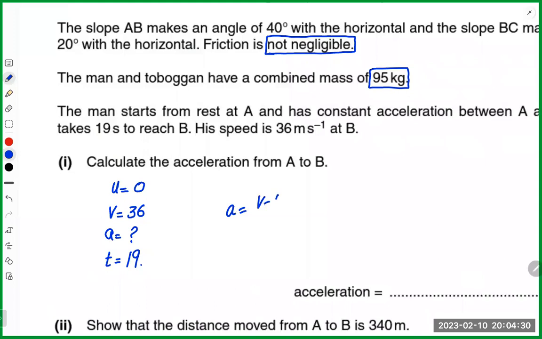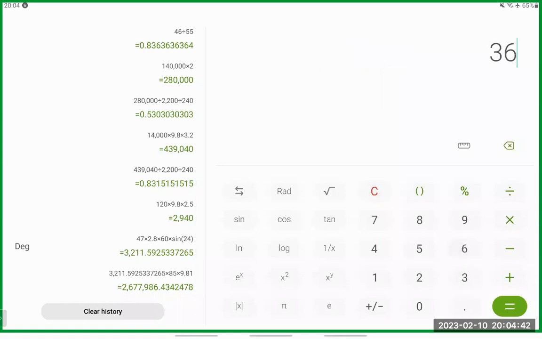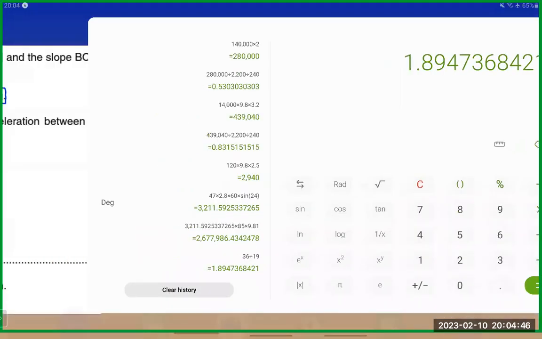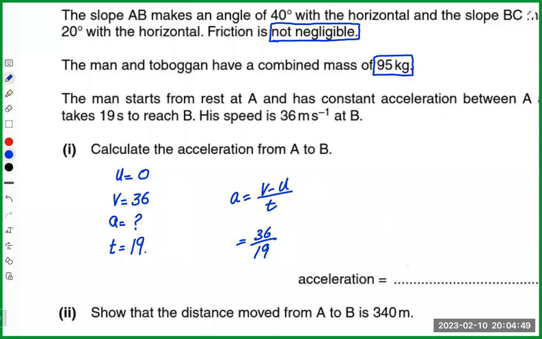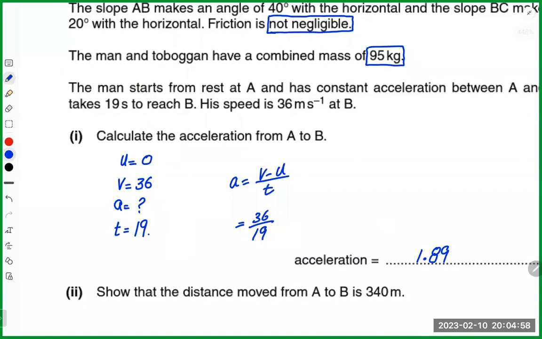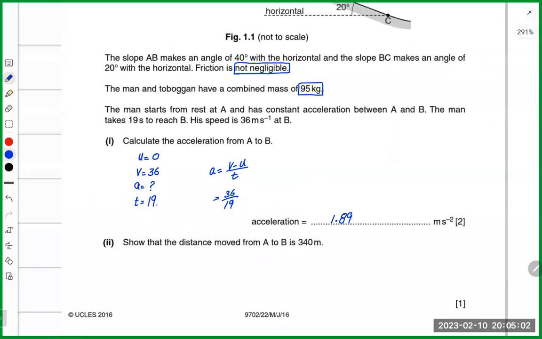A equals V minus U over T. So 36 over 19, 1.89. Yes. Good. Answer 1.9 and 1.89, both are fine. Show that the distance moved from A to B is 340 meters.